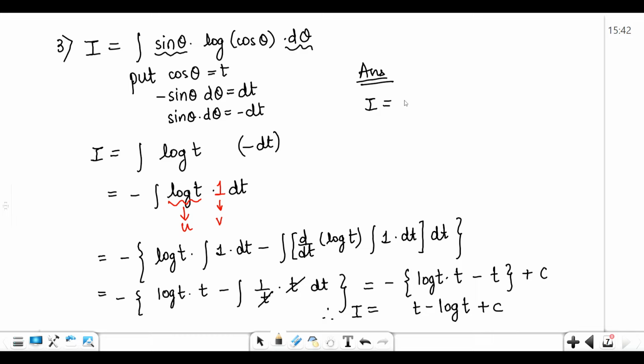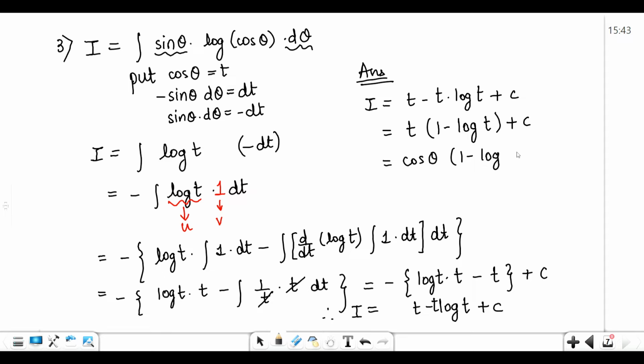So I is equal to t minus, also we have the t here, so t minus t log t plus c. So taking t common, we'll write 1 minus log t plus c. Now we can resubstitute, that is cos theta 1 minus log cos theta plus c. So this is your final answer that we have got.